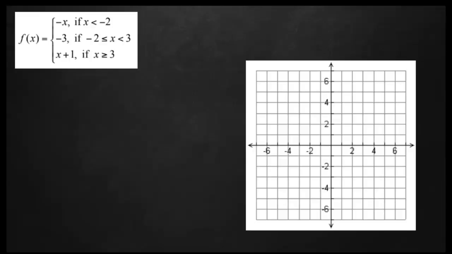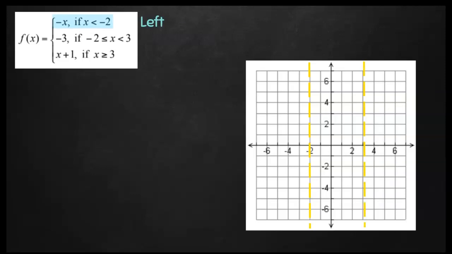Okay, in this example, you do see that there are 3 parts to this piecewise function, so let's look at those dashed lines to see where your function rule changes. So your function rule is going to change where your x is negative 2, and it's actually also going to change where your x is 3.